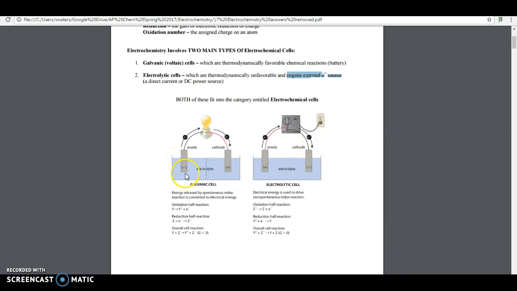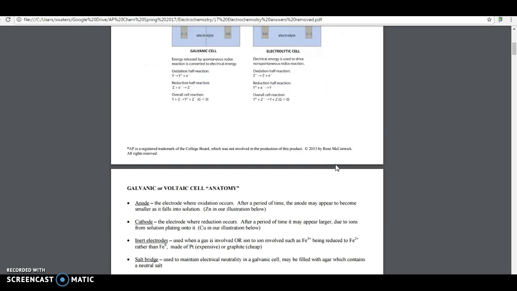In the galvanic cell, the anode is negative. So the electrons would want to leave because negative and negative repel. But in the electrolytic cell, the anode is positive. So the electrons don't want to leave. However, they're being forced to go over here to the cathode, which is negative. They don't want to go there because negative and negative should repel. So that's why we need that outside energy source to force those to go to the other side.